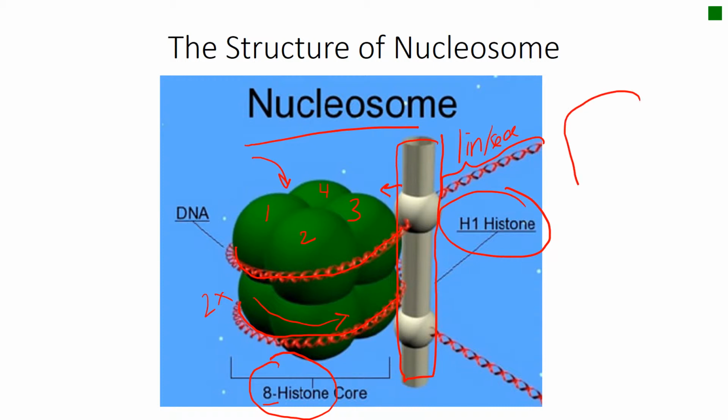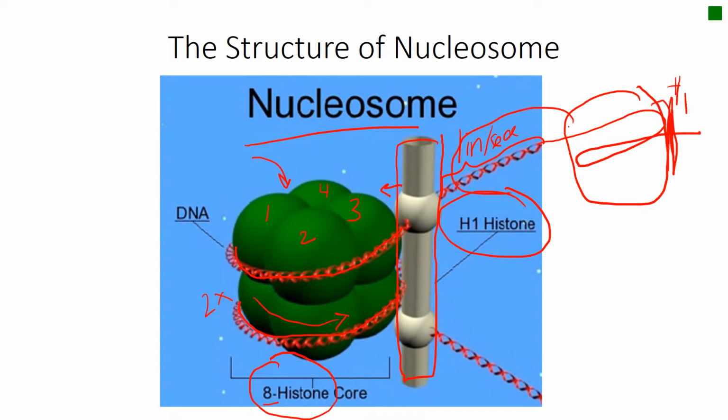So let me draw another nucleosome. So this DNA will be continued, all right? And then it will wrap around another nucleosome, and there will be another H1. So you can see the function of the linker, okay? Sorry, the name is DNA linker. The function of the linker is to link one nucleosome with another.